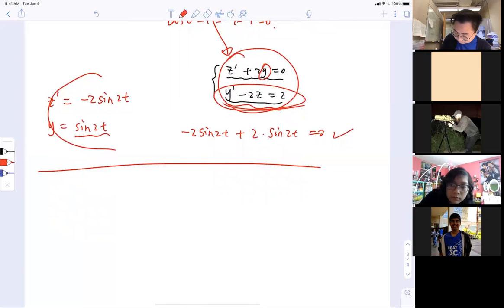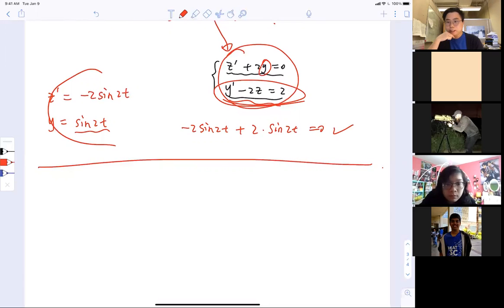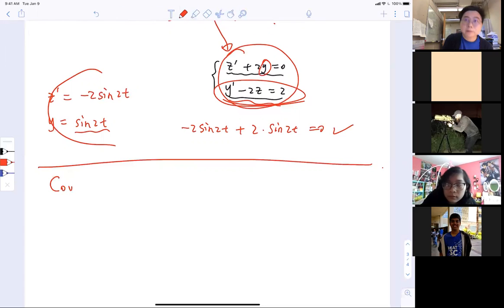Okay. Very useful stuff. It's always good to check your solution after you solve the problem. Okay, if you have no question, let's continue. Another topic is about the convolution, right?